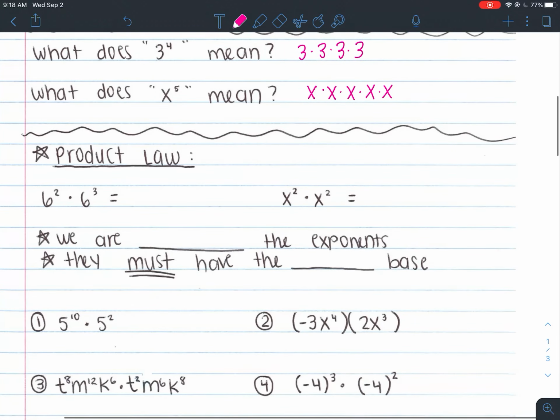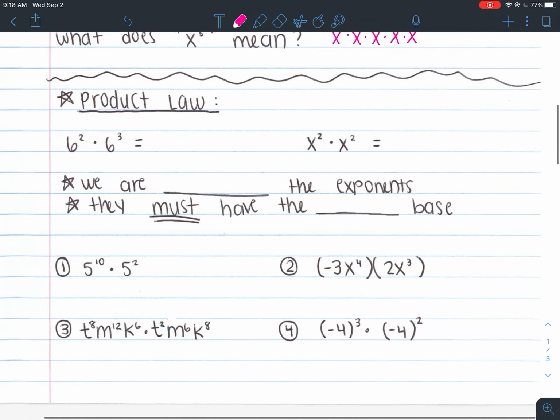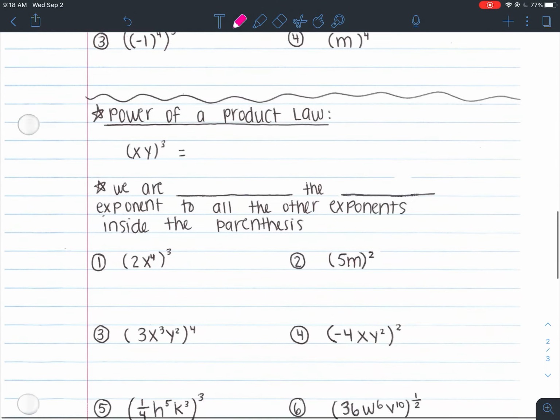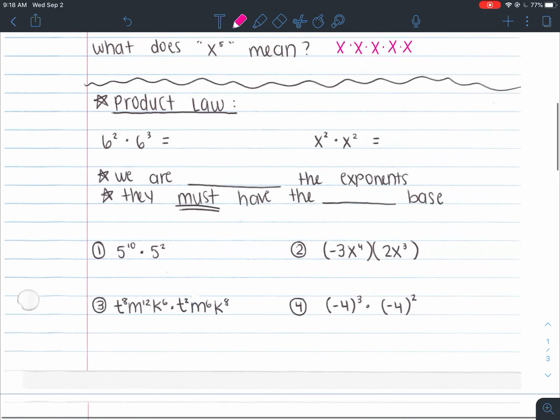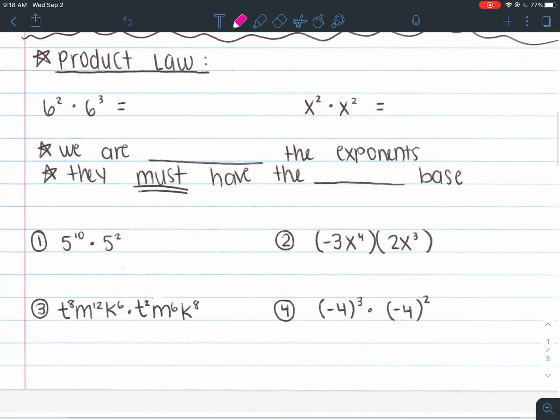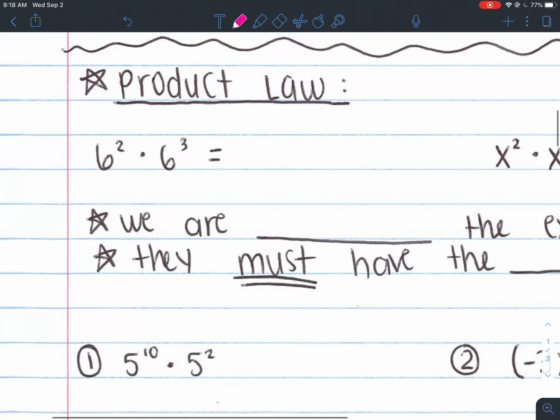Okay, so we're going to learn about 4 different laws today. We're going to learn about the product law, the power law, the power over product law, and then the quotient law. Okay, so we're going to go ahead and experiment with the product law first. We're going to practice first.